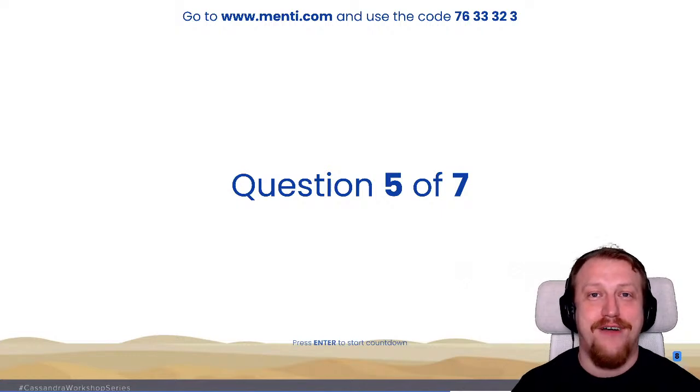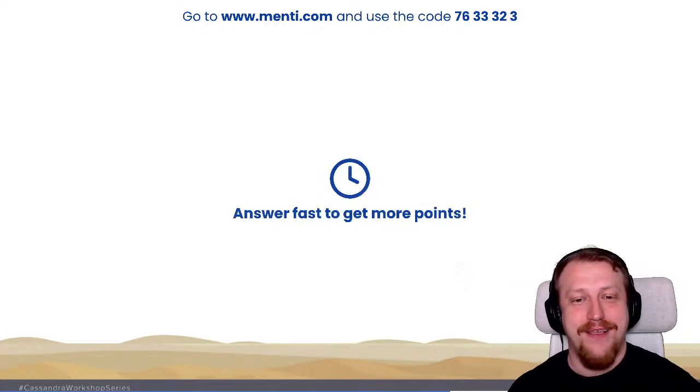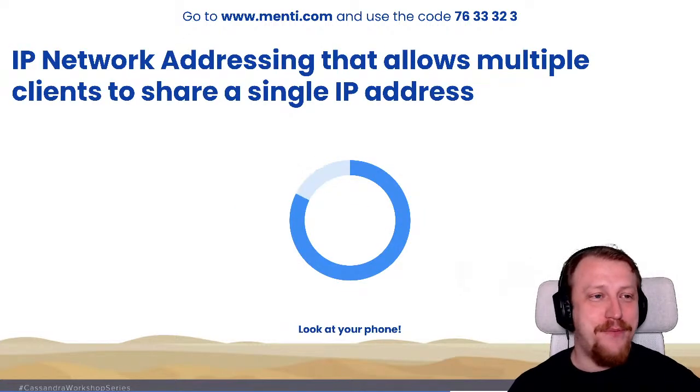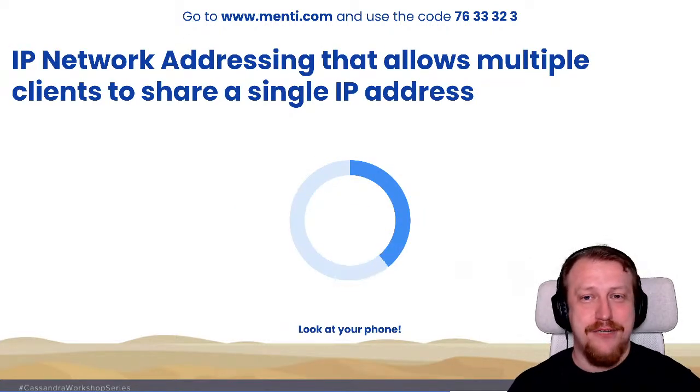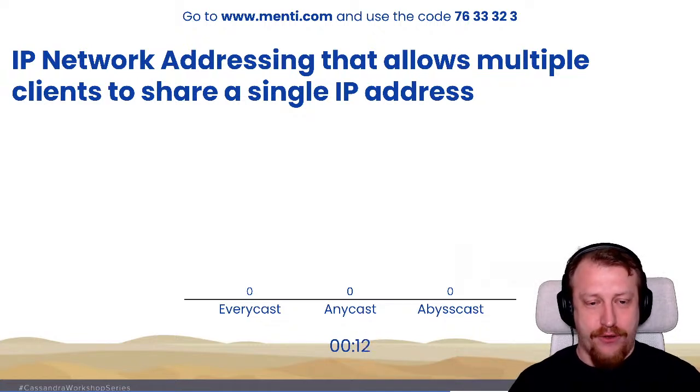And that's question 5, and we are getting close to the end. Who will be the winner? IP network addressing: what allows multiple clients to share a single IP address, called Everycast, Anycast, Abyscast.